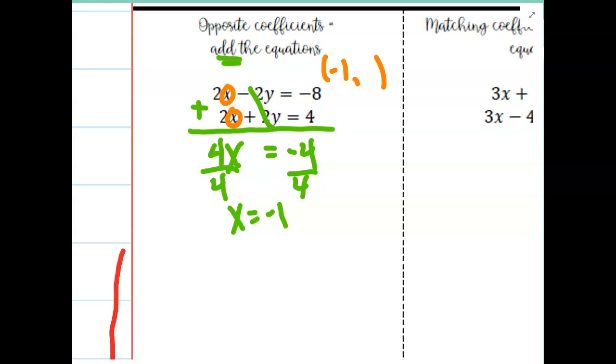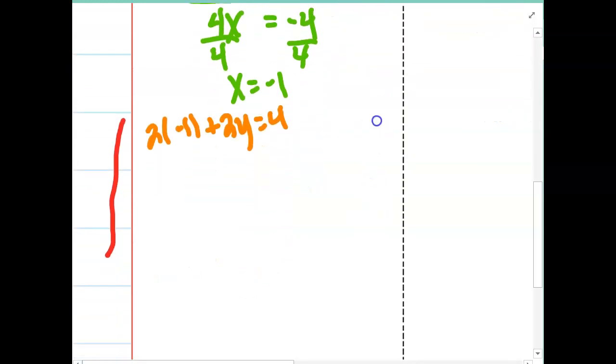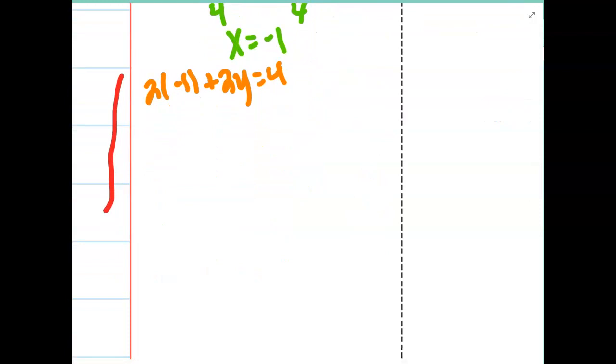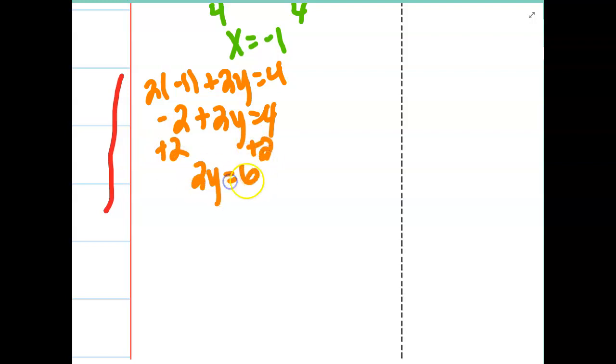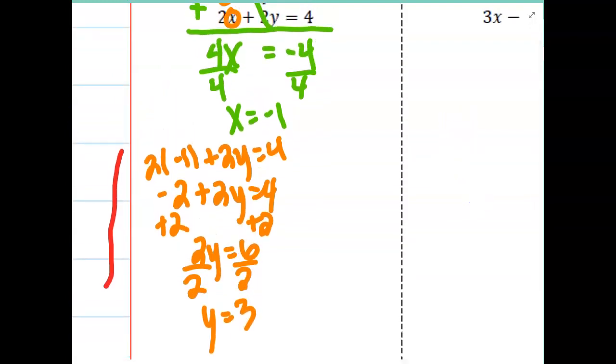I think for this one, that second equation might be a little bit easier. So I'm going to do 2 times, instead of x, I know that x is negative 1, plus 2y equals 4. And then we're going to solve for y. So 2 times negative 1 is negative 2, plus 2y equals 4. To solve for y, we'd add 2 and we would get 2y equals 6. Divide by 2, we'd get y equals 3.